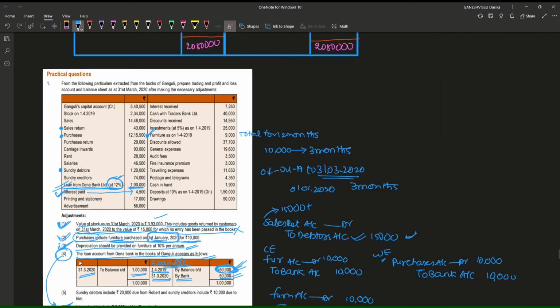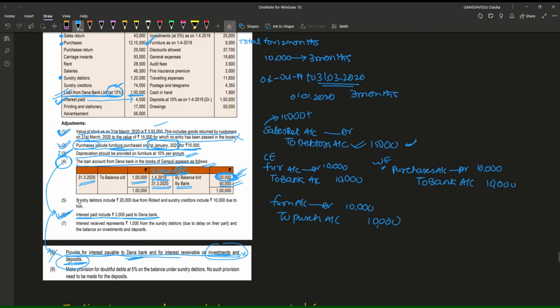Now what we can see here, we have completed this fourth adjustment also, right? Fourth, sixth we have completed. We can say that eighth also been completed, fourth completed. Now we can go for the fifth adjustment. See, this is a simple adjustment. Sundry debtors include rupees 30,000 due from Robert and sundry creditors include rupees 10,000 due to him. That means what?